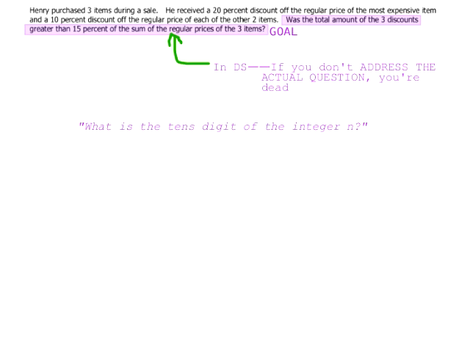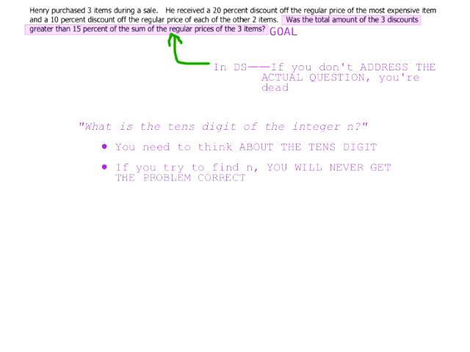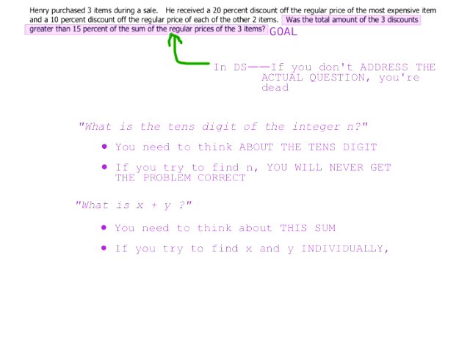You need to actually find the tens digit in particular. If you try to find n, you will never get the problem right. Same thing if a question asks you something like, what is x plus y? Well, you need to think about the sum. You need to actually think about this combination of x and y. If you try to find x and y individually, you will not get the problem right.